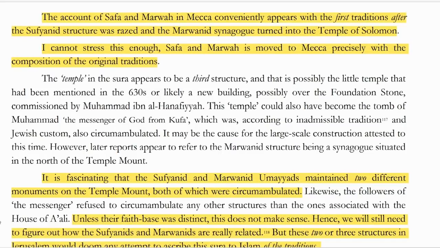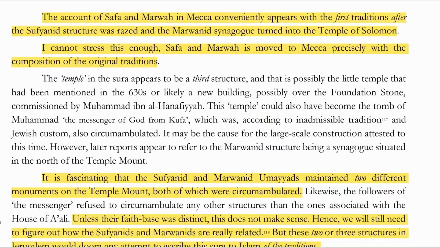Now, isn't that interesting? Because that is a claim that I made earlier. It's a bit spooky. So this temple could have also become the tomb of Muhammad, the messenger of God from Kufa. Now, Kufa and Hira are the same thing. So I think he's hitting on a few points that we in Sneakers Corner have made over the last couple of years. It's interesting, he's coming to similar conclusions, which was, according to inadmissible tradition and Jewish custom, also circumambulated.